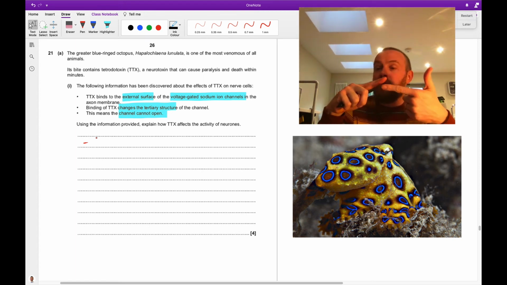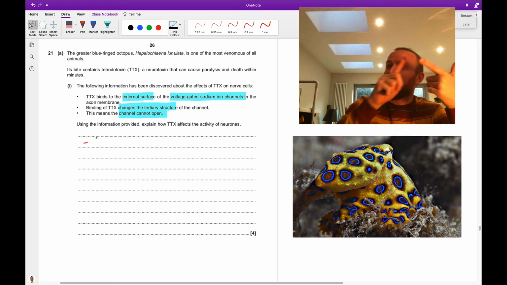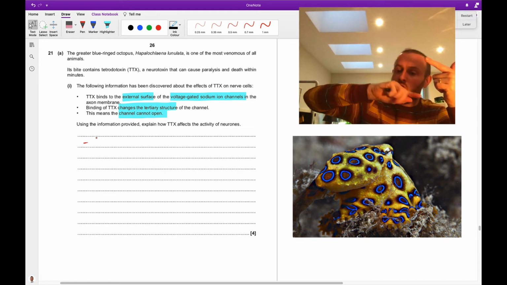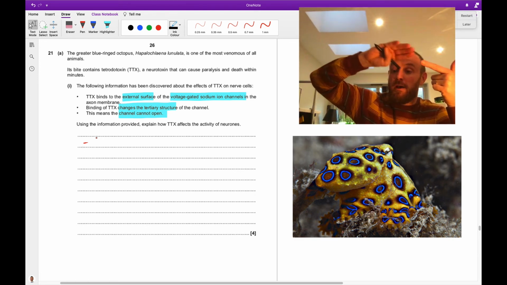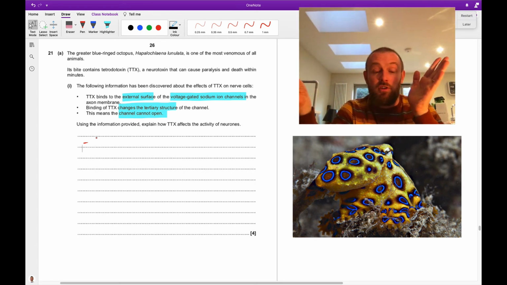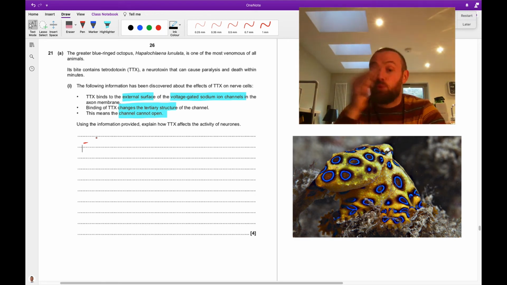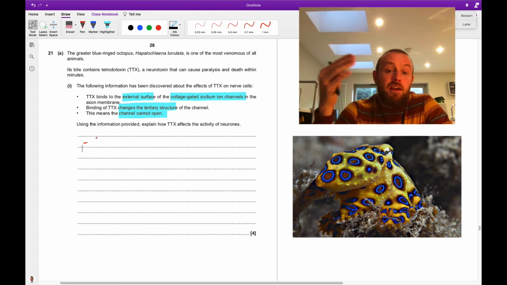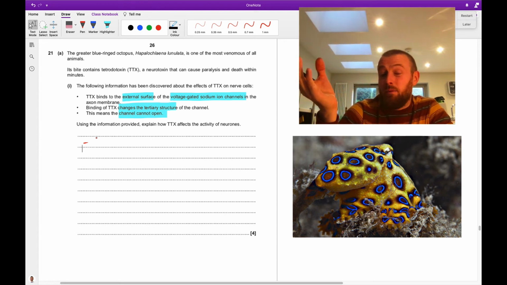So therefore, the membrane would be able to get to threshold potential, but it would not then further depolarize going into the positive territory, which means the action potential would not be able to travel along the neuron. It wouldn't propagate, so this would cause the neuron not to fire, basically.